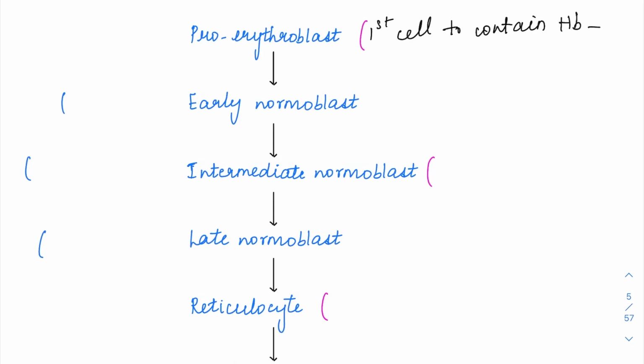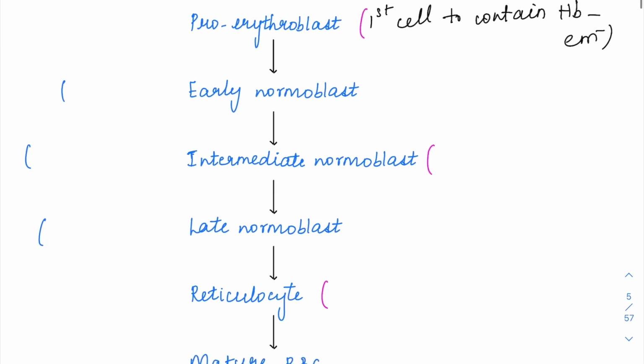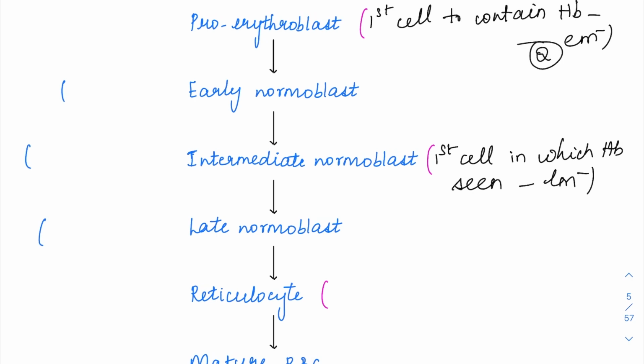Okay. So don't confuse. This hemoglobin is not visible under light microscopy. Only under electron microscopy you can see this hemoglobin. So in general, if they ask about which is the first cell to produce hemoglobin, it is pro-erythroblast. If they specifically ask which is the first cell in which you see the hemoglobin light microscopically, then you tell it as an intermediate normoblast. So first cell in which hemoglobin is seen under light microscopy is the intermediate normoblast. Under electron microscopy, it is the pro-erythroblast. So that is the first cell in which hemoglobin is being produced.